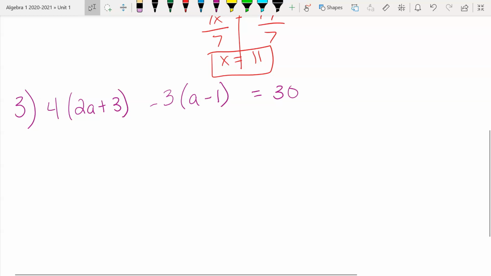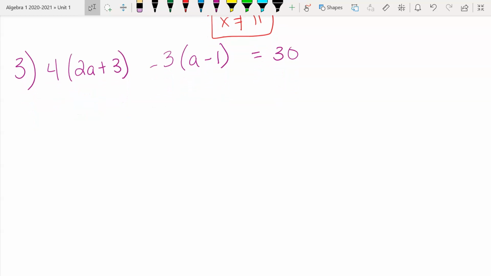All right, the last one. And if at any point you need to pause the video, you can do that yourself as well if it's not at a pause point on mine in the Edpuzzle video.